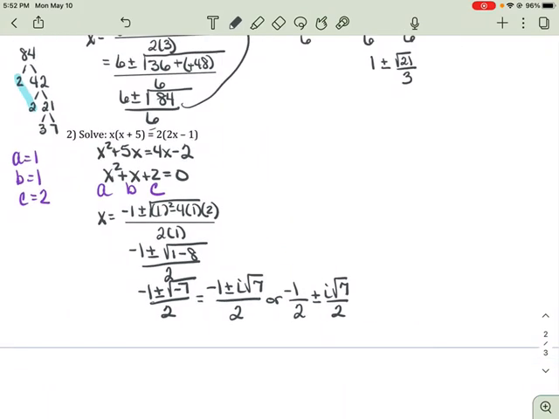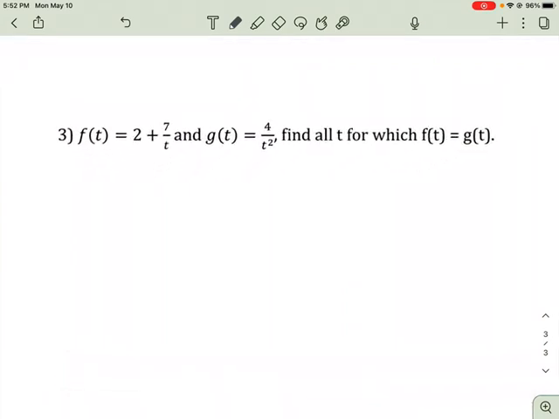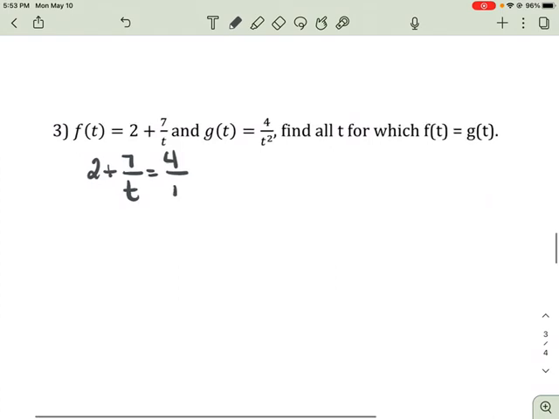All right, time for a challenge. Find where these two functions are equal to each other. So 2 plus 7 over t and 4 over t squared. So 2 plus 7 over t is equal to 4 over t squared.